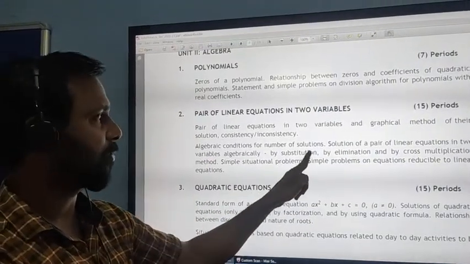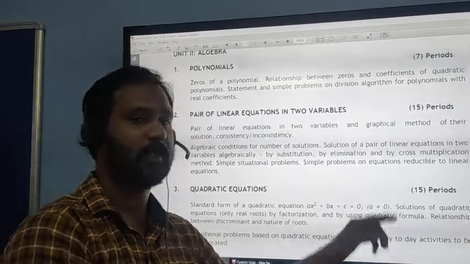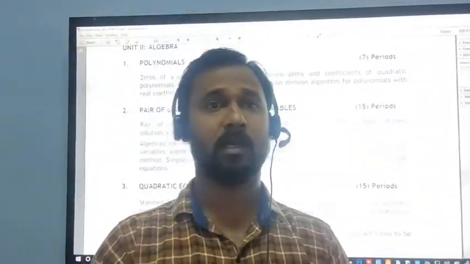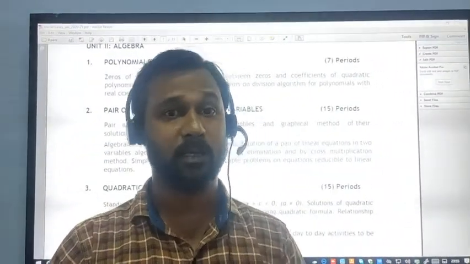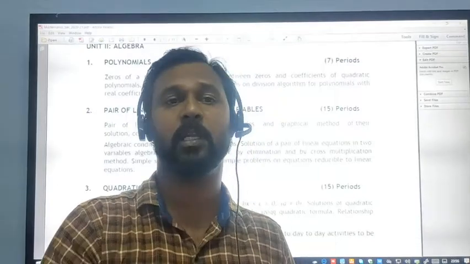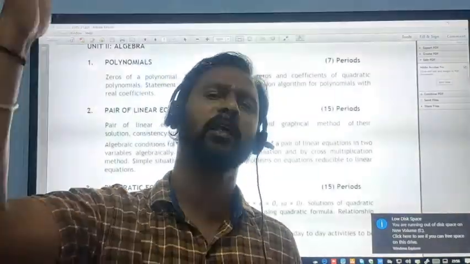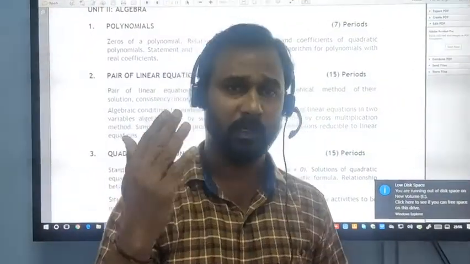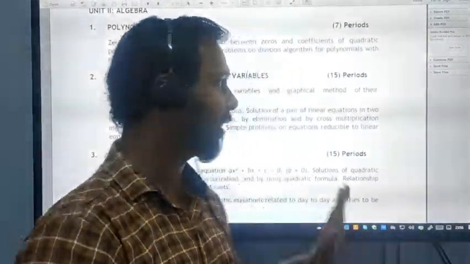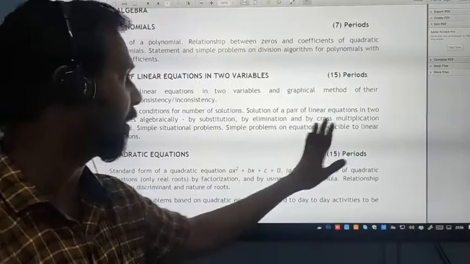Algebraic conditions for the number of solutions. When 2 equations are there, there are many different conditions. Both equations may have a single solution. They may have no solution. They may have infinitely many solutions. We will very minutely check what the conditions are in this chapter.